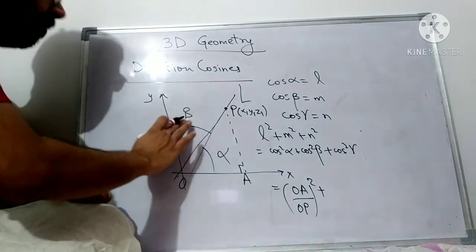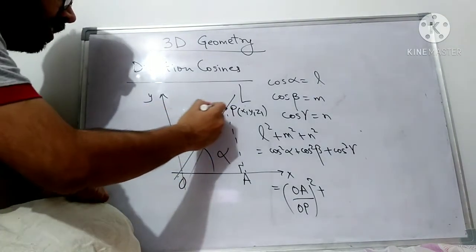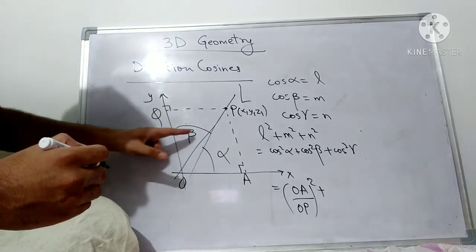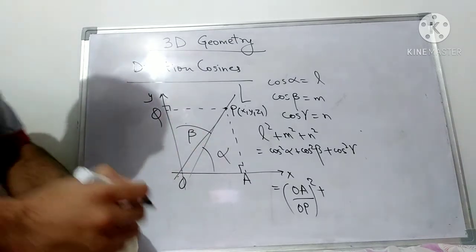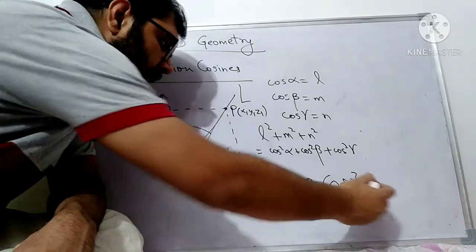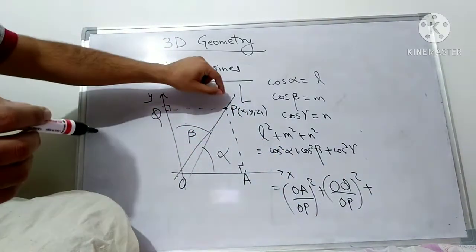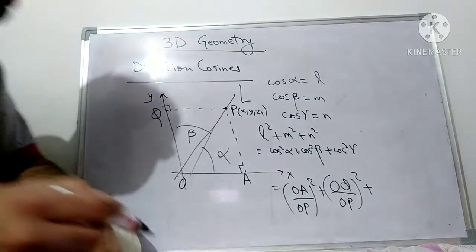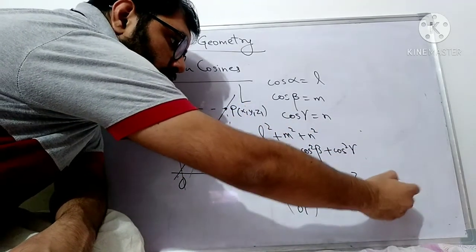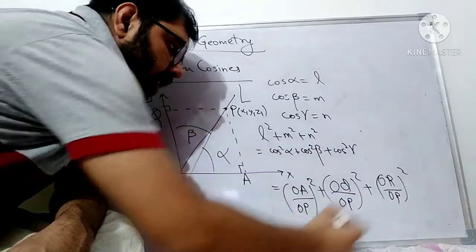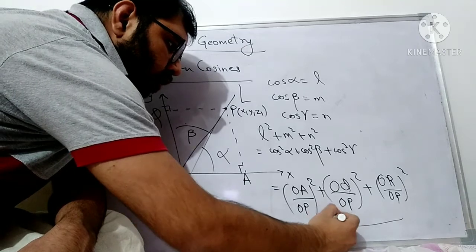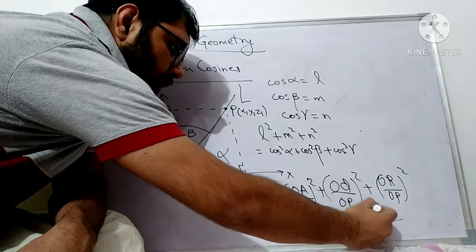Similarly, how do I write cos beta? I will take the perpendicular on this point, suppose this point is Q, so I will take the base here. Cos beta is base upon hypotenuse, so OQ upon OP. And similarly, if the foot of perpendicular from point P onto the z-axis is R, then we can write OR upon OP square. If we take the LCM, we get OP square in the denominator. In the numerator, we will get OA square plus OQ square plus OR square.